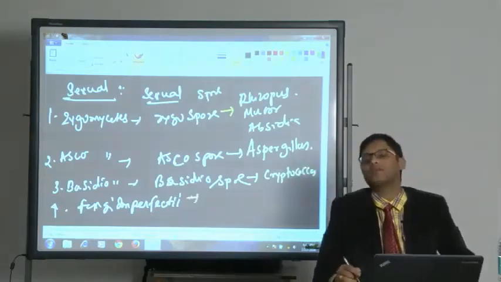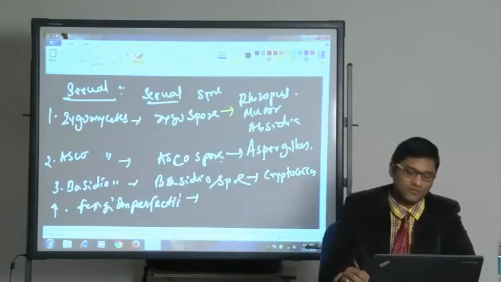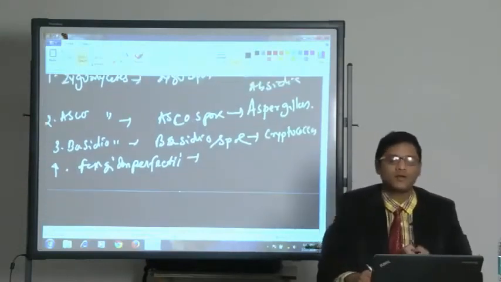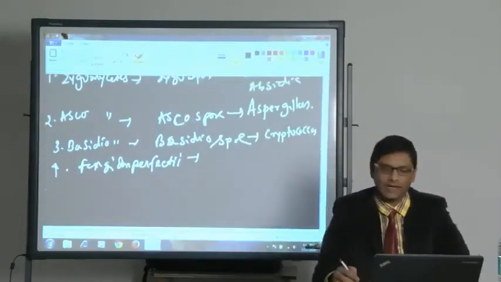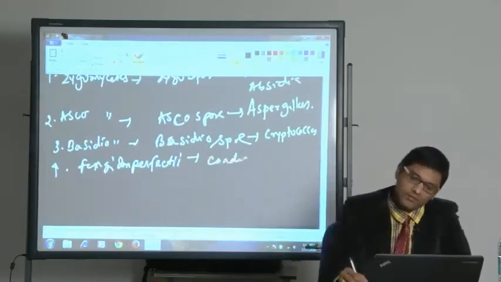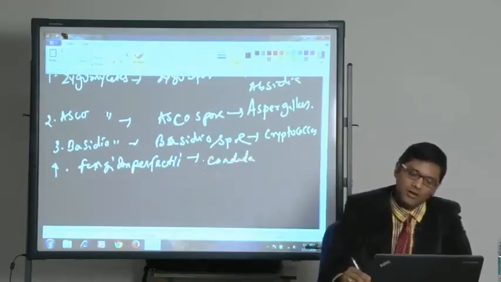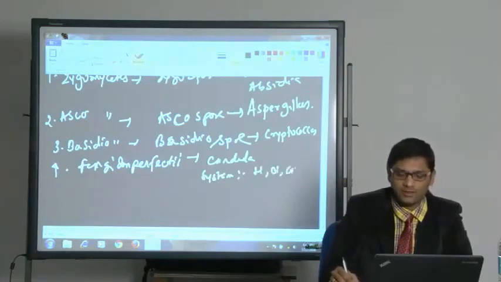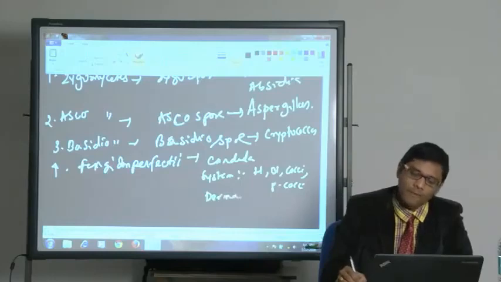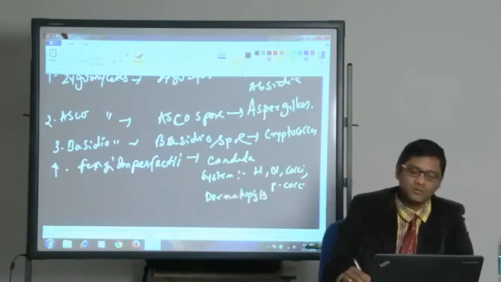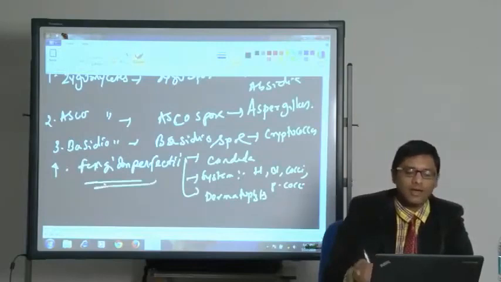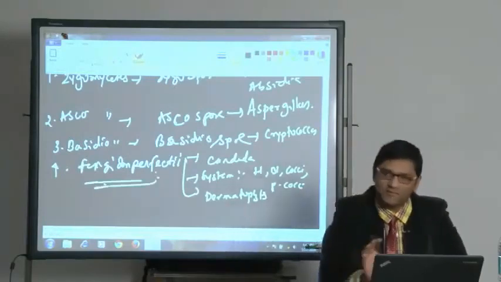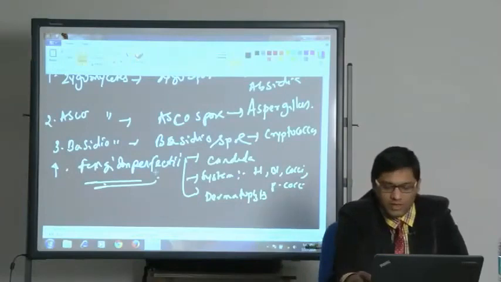And fungi imperfecti is the largest group which covers most of the fungi, because for most fungi the sexual spore is not identified. Like for example Candida, all the systemic fungi like Histoplasma, Blastomyces, Coccidioides, Paracoccidioides, dermatophytes. They are classified under fungi imperfecti. Okay, so this is sexual classification.